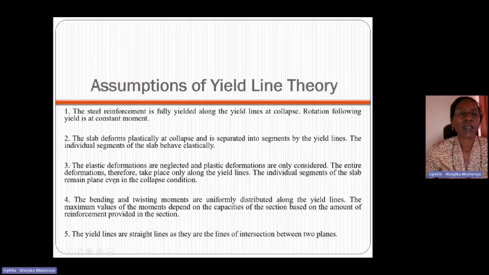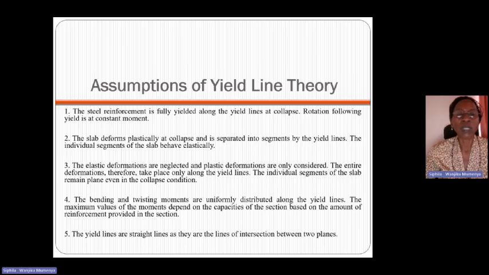Number 3, the elastic deformations are neglected and plastic deformations are only considered. The entire deformation, therefore, takes place only along the yield lines. The individual segments of the slab remain plane even in the collapse conditions.